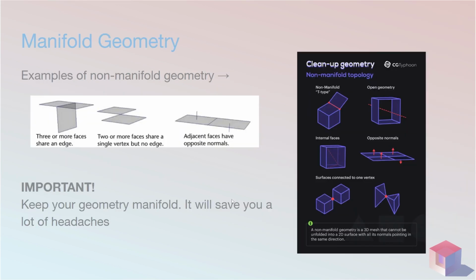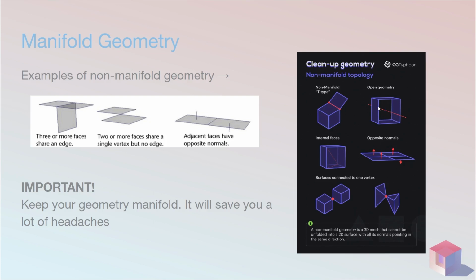Next, let's talk about manifold geometry. So these are some examples of non-manifold geometry. If you have three faces that share a single edge, that's bad. If you have two or more faces that share a vertex but not an edge, that's also really bad. And then adjacent faces have opposite normals. You don't have to worry about this too much because we're not going to get into normals too in depth.